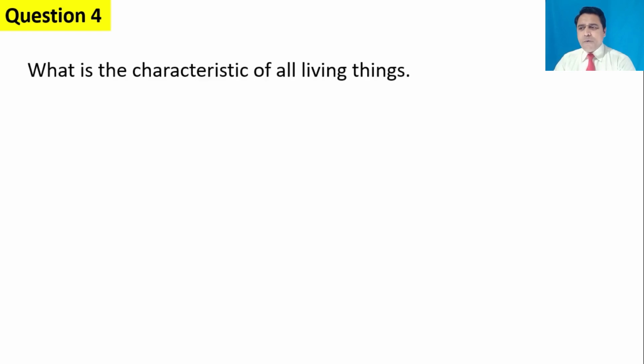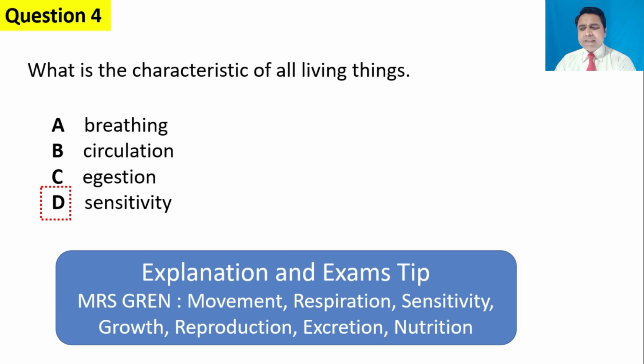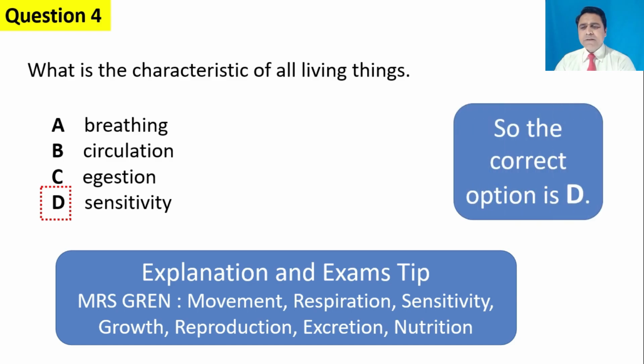Question 4. What is the characteristic of all living things? Option A, breathing. Option B, circulation. Option C, digestion. Option D, sensitivity. D is the answer. Explanation: Mrs Gren. Movement, respiration, sensitivity, growth, reproduction, excretion, nutrition. These are the 7 characteristics of all living things. So the correct option is D.